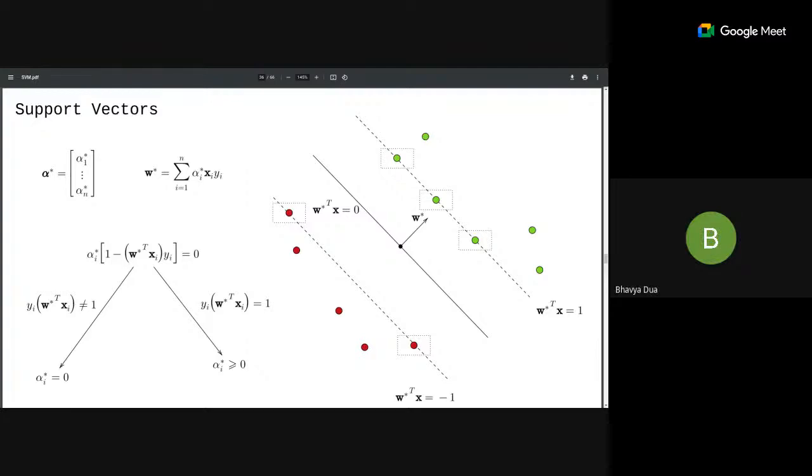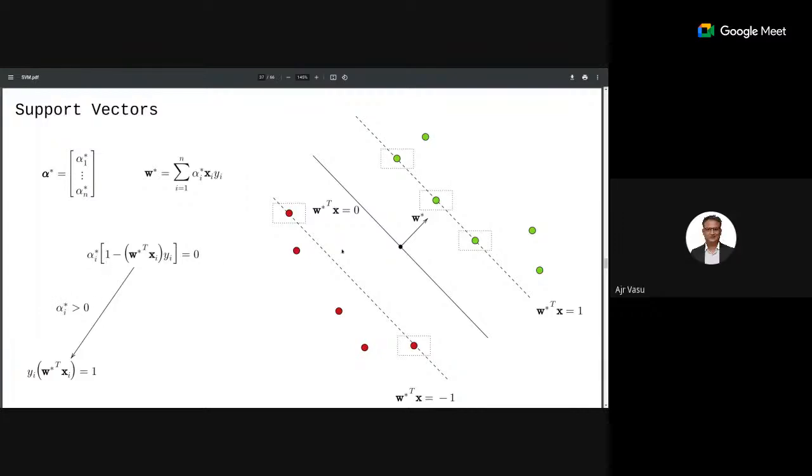Alpha is the impact, like by alpha we are measuring the impact that a particular point has, right? Correct, yeah, the impact it has. So now we look at it from the alpha I picture. If alpha I star is strictly positive, then the point has to lie on the line.